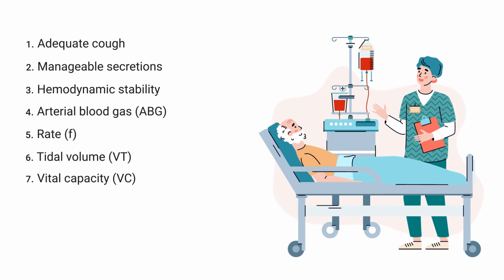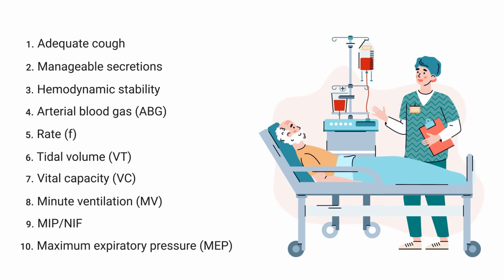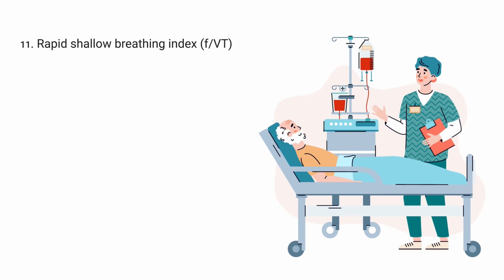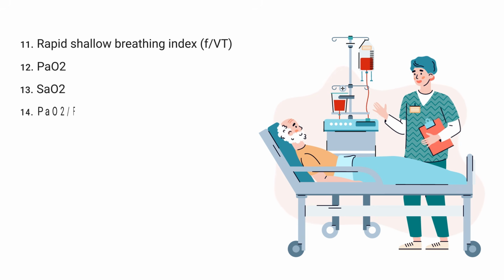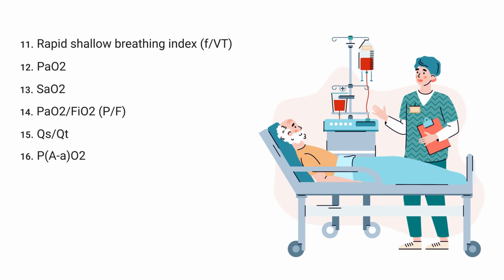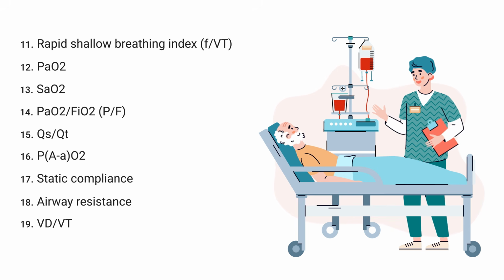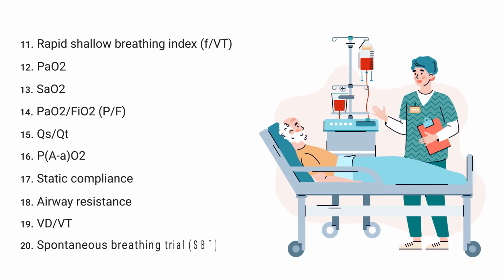If so, then you can proceed to check the other criteria, which include acceptable ABG results, frequency, tidal volume, vital capacity, minute ventilation, maximum inspiratory pressure or negative inspiratory force, maximum expiratory pressure, rapid shallow breathing index, acceptable oxygenation, acceptable PF ratio, acceptable shunting, acceptable alveolar to arterial oxygen gradient, static compliance, airway resistance, dead space to tidal volume ratio, and the patient must pass the spontaneous breathing trial.